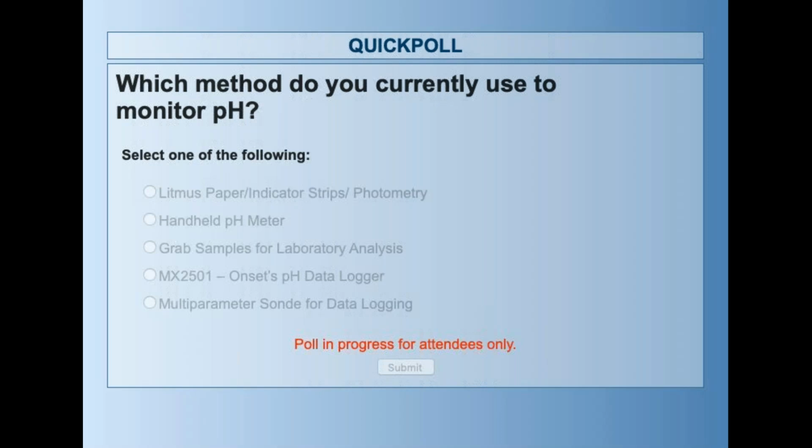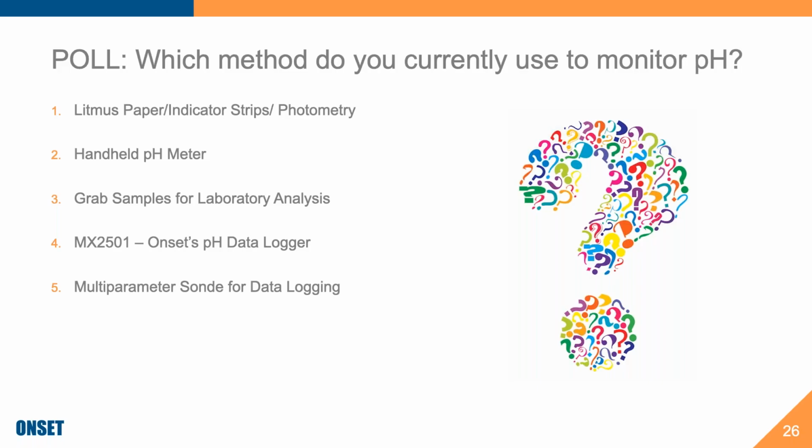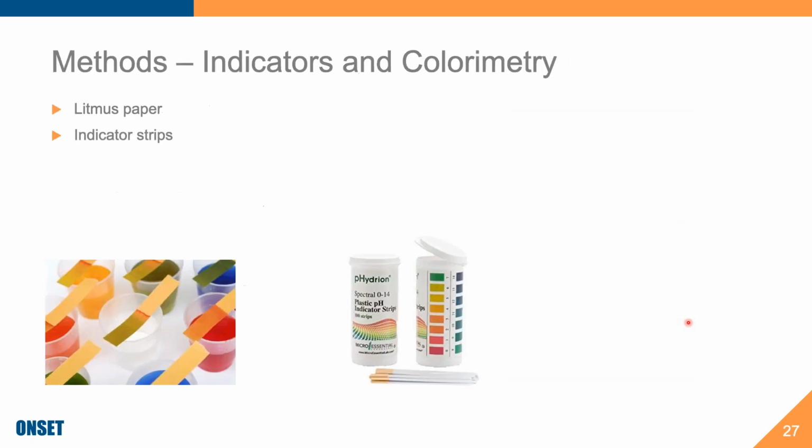Okay, interesting. Looks like a lot of you are using the handheld pH meter, and I assume that means that you're sending someone out there at regular intervals to drop in a pH electrode and read the data. That's pretty much the most popular one. Okay, so I'm going to close this poll, and let's move on.